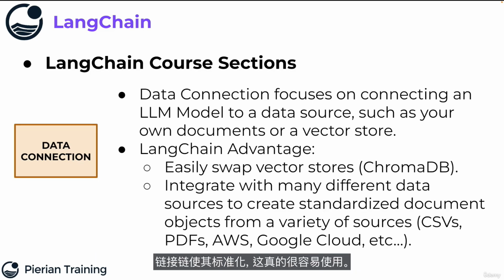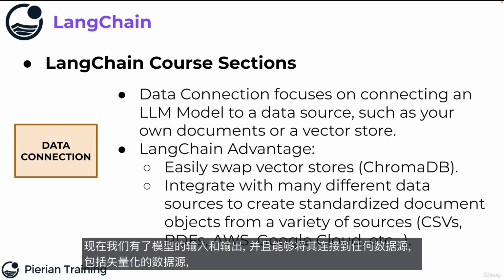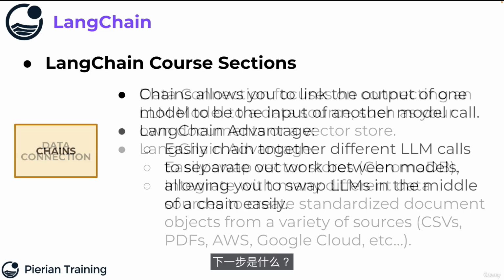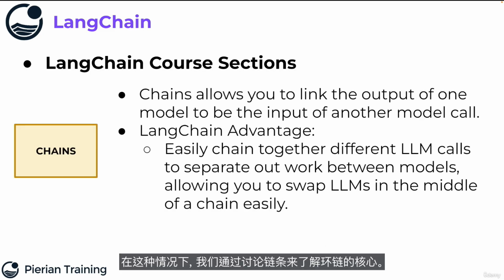And LangChain makes this standardized, which is really easy to work with. So now that we have model inputs and outputs and the ability to connect it to any data source, including vectorized data sources, what's next? Well, in this case, we get at the core of LangChain by talking about chains. Chains allow you to link the output of one model to be the input of another model call.